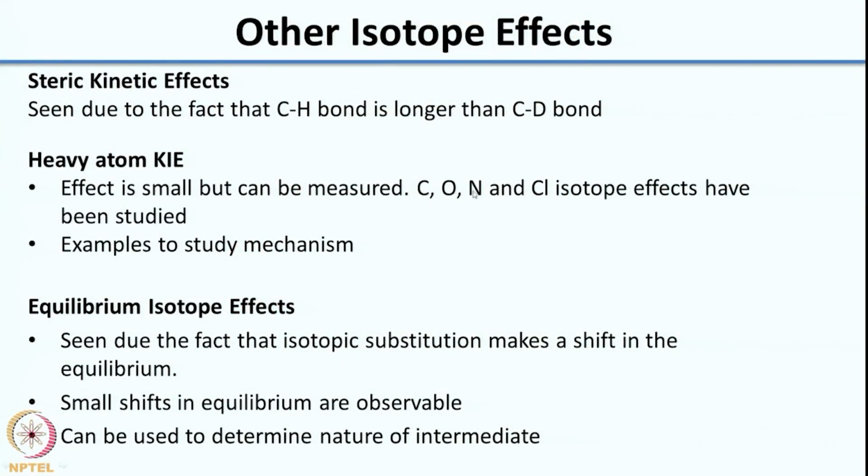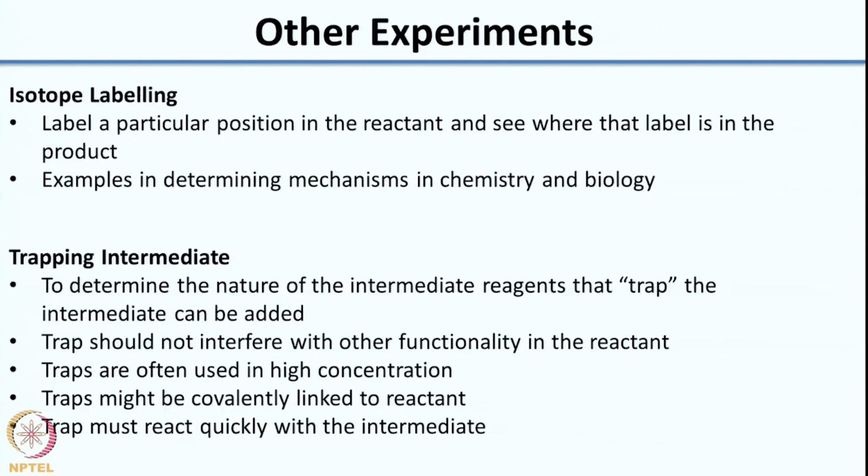But when you have heavier isotopes of carbon, oxygen, nitrogen, Cl, you do not have much difference in the reduced mass. So, you are talking about very small differences in the kinetics, but we also showed you how this could be studied. And finally, we looked at equilibrium isotope effects, where we saw that small isotopic substitution makes a shift in the equilibrium, and we saw that this could actually be used to determine the nature of the intermediate.